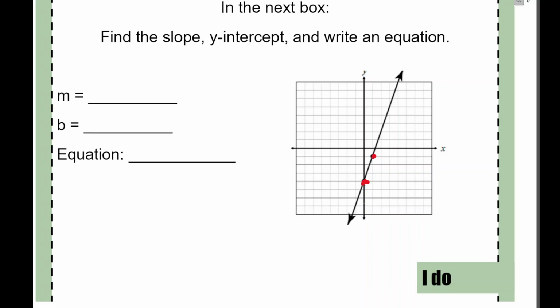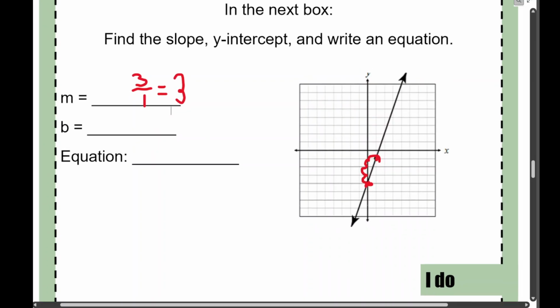So to get from one point to the other, I go 1, 2, 3. So my rise is 3, and we go over 1. So that would be 3 over 1, or just 3. Okay.